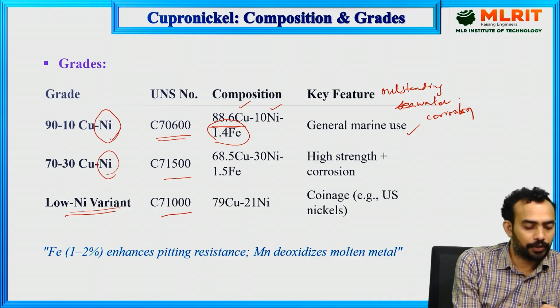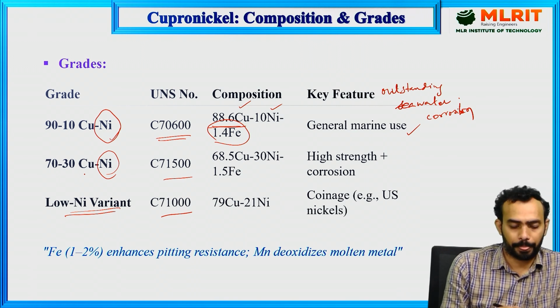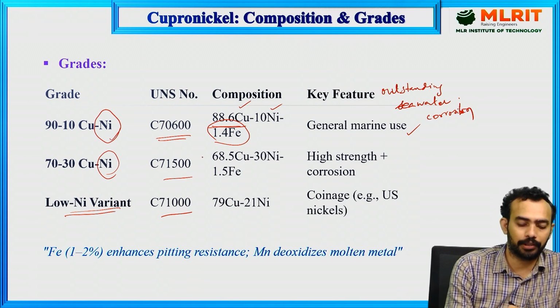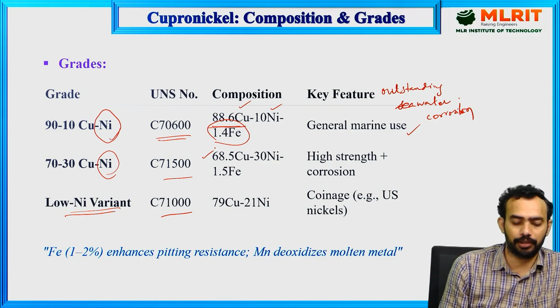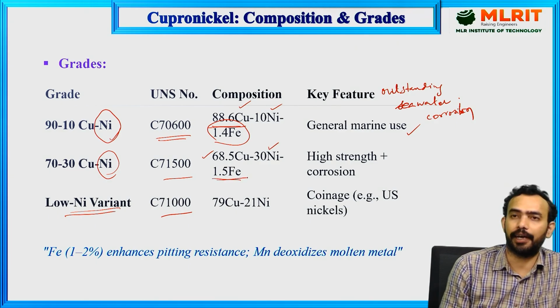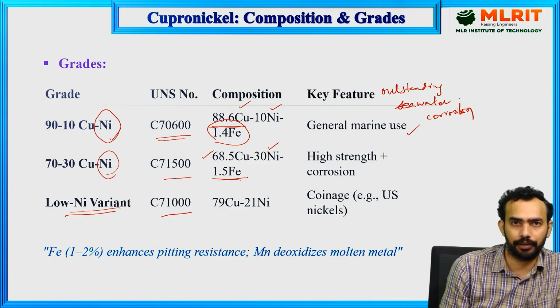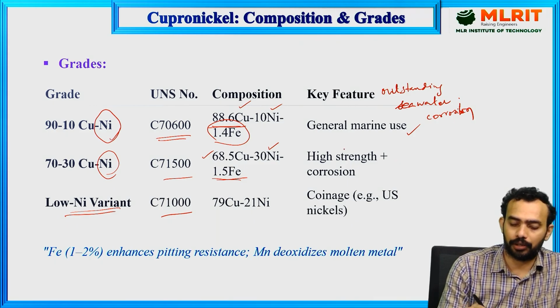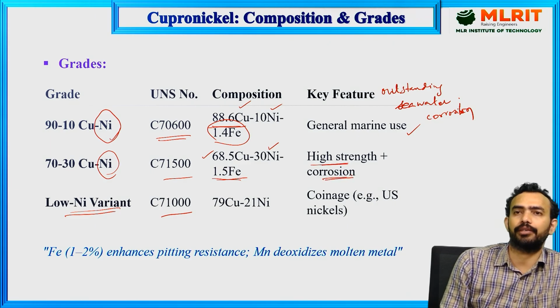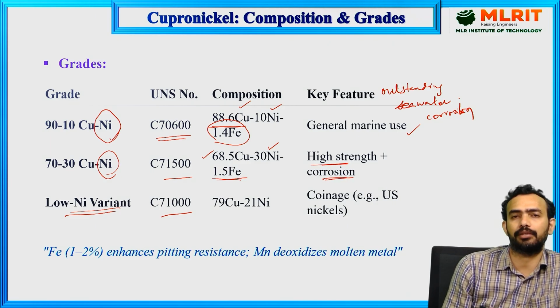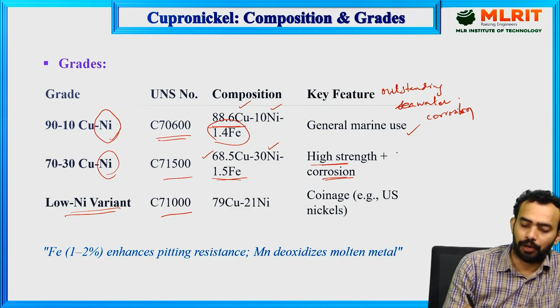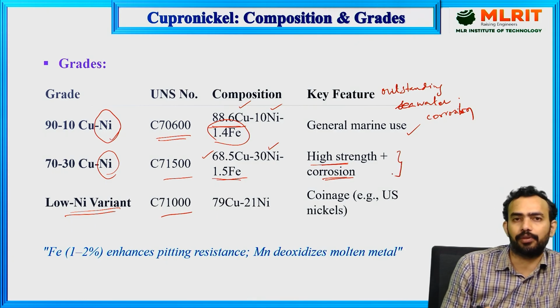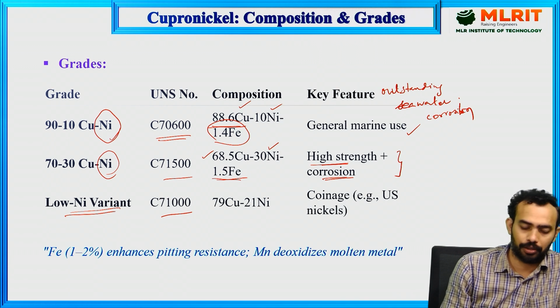Then we have the 70-30 copper nickel alloy, where the copper percentage is 68.5% and nickel is 30%, and the remaining is iron again, which is 1.5 weight percent. This is suitable where high strength as well as corrosion resistance is required, so in those areas we will be using this material. It offers both strength as well as corrosion resistance.